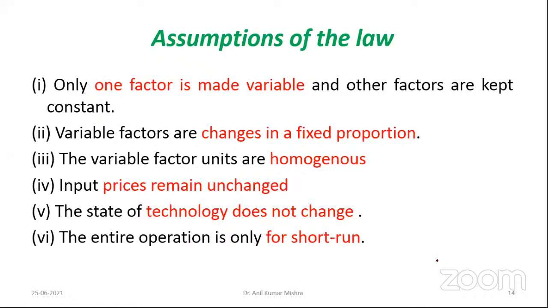So our intention is that we always take only one variable factor, and the rest of the things will remain constant. Moving to the second assumption: all these input factors which are variable are to be changed in a fixed proportion. Fixed proportion means, suppose you take labor into account, labor is increased 1 hour each, or 1 day by 1 day.